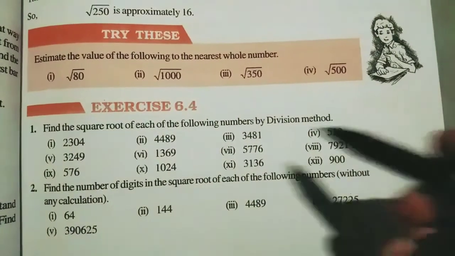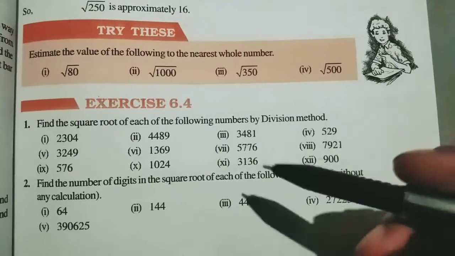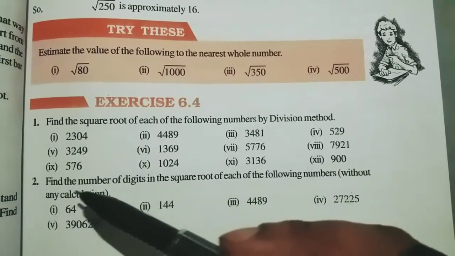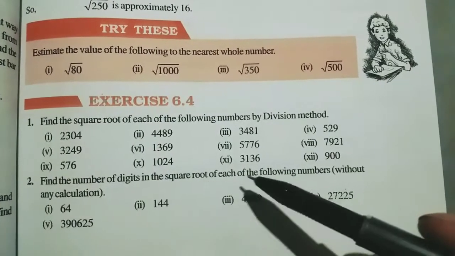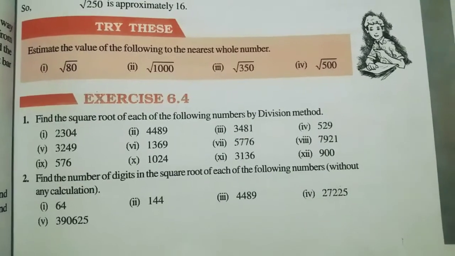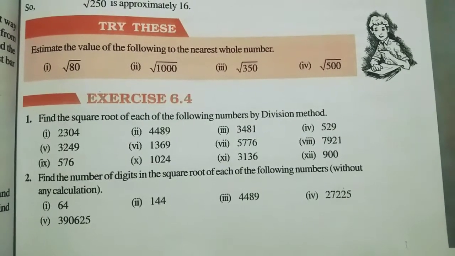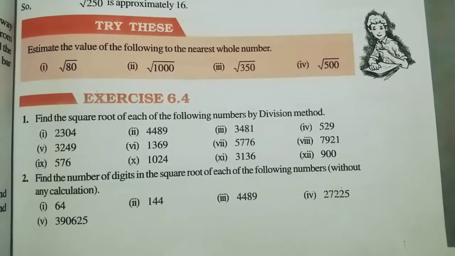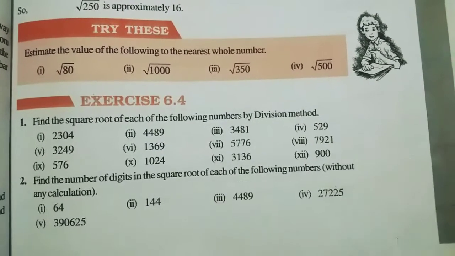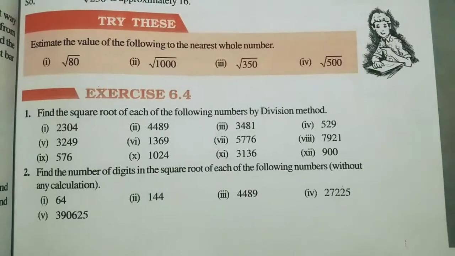So I request all the students to do all the remaining questions because all are the same process. Okay, now let's do question number 2. Find the number of digits in the square root of each of the following numbers without any calculation. So I gave one video on how to find the number of digits of the square root without calculation. So how can you find it? So I have given one technique.